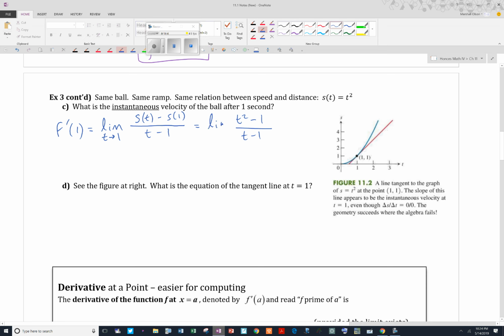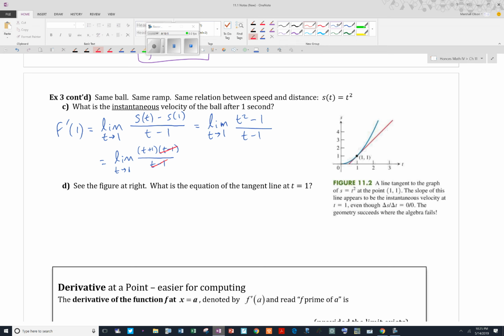Notice that we're just still finding slope. It's just that we want to find the slope where our x values are both 1. I'm looking for t to approach 1. I can't put that value of 1 in yet. But you notice again we have a factorable numerator. So we'll go ahead and factor that out and get t plus 1, t minus 1. And the t minus 1s will cancel out.